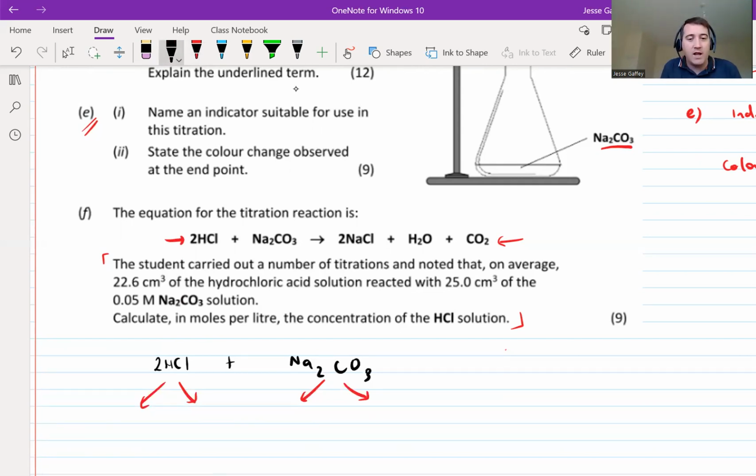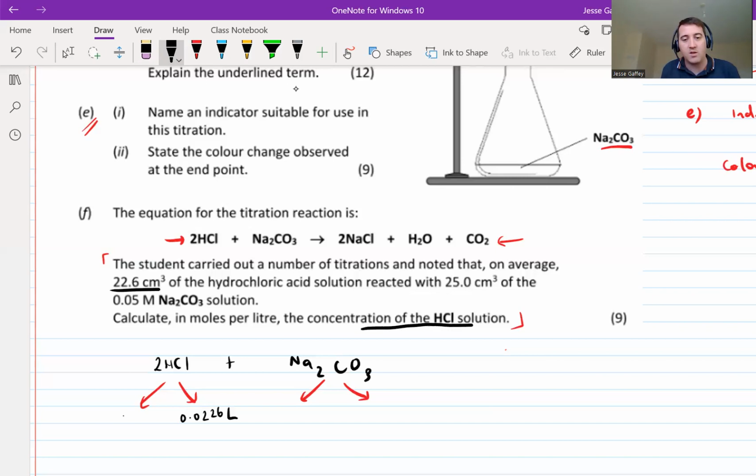All right, so for the HCl, what does it tell us? The student carried out a number of titrations and note that on average, 22.6 centimeters cubed of the hydrochloric acid solution were used. So that 22.6 centimeters cubed was the volume of hydrochloric acid used in a titration. We need that in liters, please. So if you didn't do that, pause the video, do it now, convert to liters. Okay, that is 0.0226 liters.